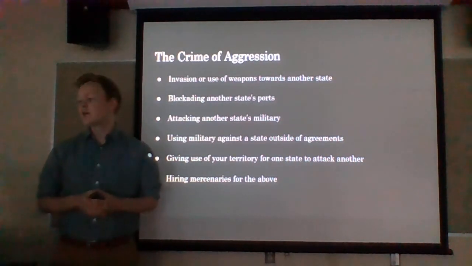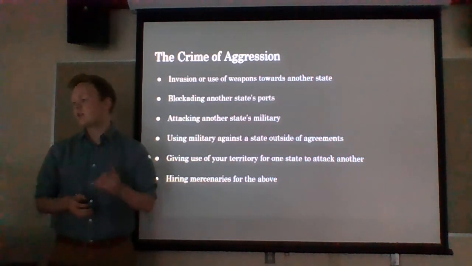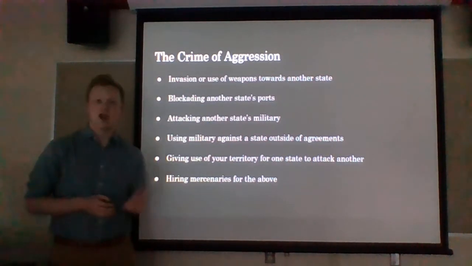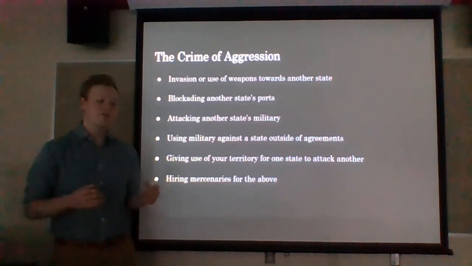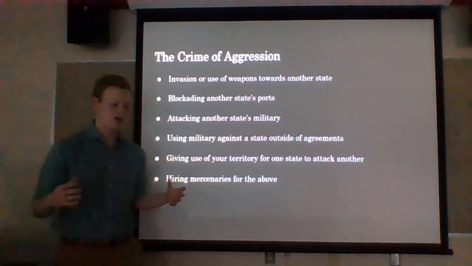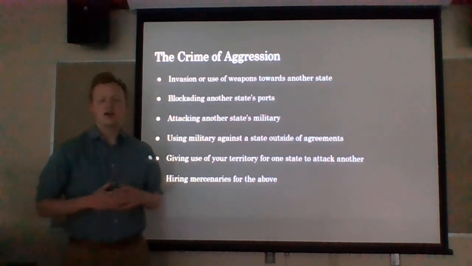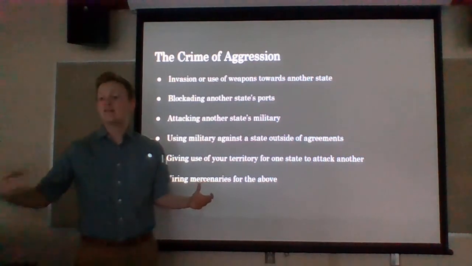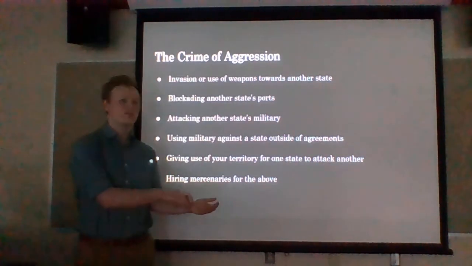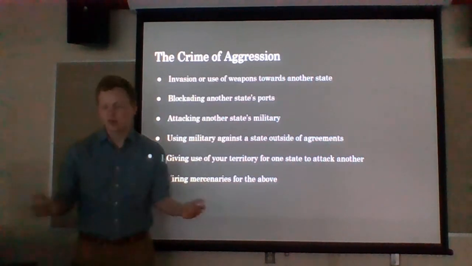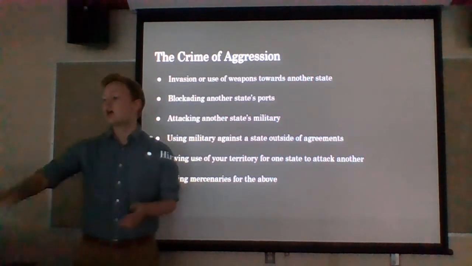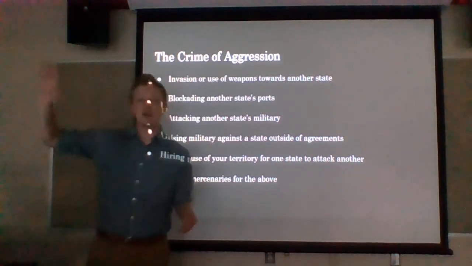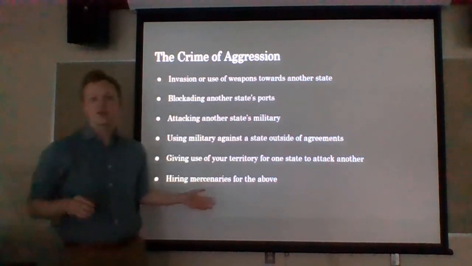And then also giving use of your territory for one state to attack another. And so if you are in the middle of two states that are having a conflict, and you allow one state to use your territory to attack a third state, that's a crime of aggression. And then also hiring mercenaries to do any of the above also constitutes a crime of aggression.